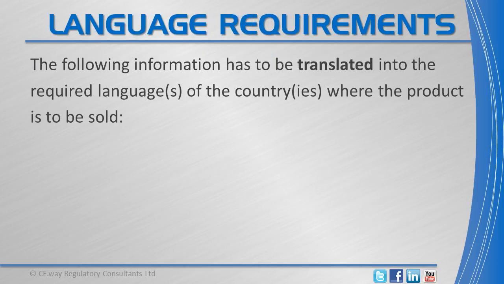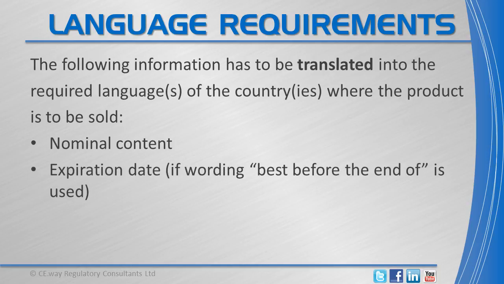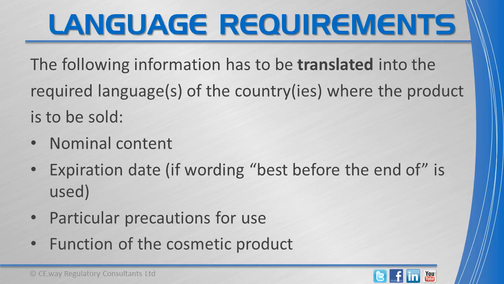The EU consists of many different countries with many different official languages. Therefore, if you would like to sell your products in these different countries, you will also have to translate certain information that appears on the labels. The following information has to be translated. Nominal content if you mention the number of units. The expiration date if wording best use before end of is used. Particular precautions for use. And the function of the cosmetic product.